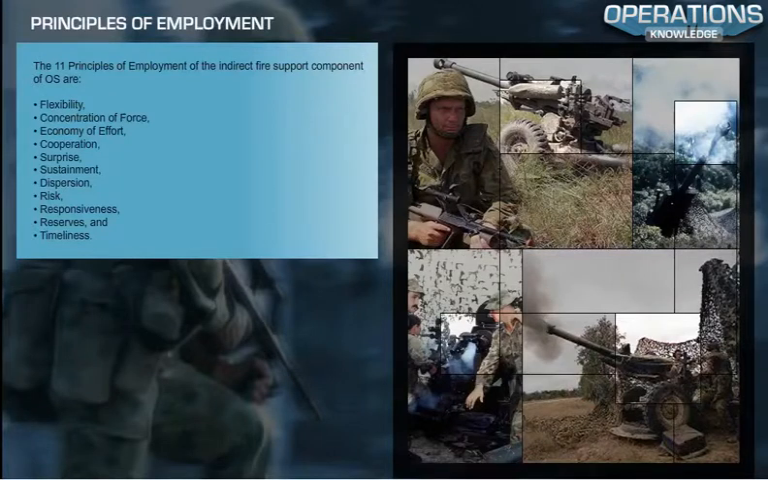When employing the OS BOSS, a number of considerations need to be followed. They include flexibility, concentration of force, economy of effort, cooperation, surprise, sustainment, dispersion, risk, responsiveness, reserves, and timeliness. The next few screens will only discuss the details of flexibility, concentration of force, economy of effort, cooperation, and surprise.